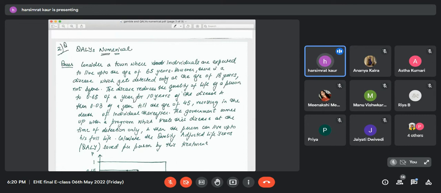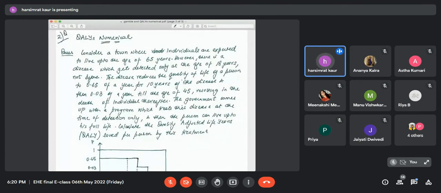So guys, at the age of 18 I am detected with the disease. Then till 10 years, from 18 to 28, the productivity of my life is only 0.65. And then from 28 years till 45, the productivity that I attach to my life is only 0.03, resulting in death after.